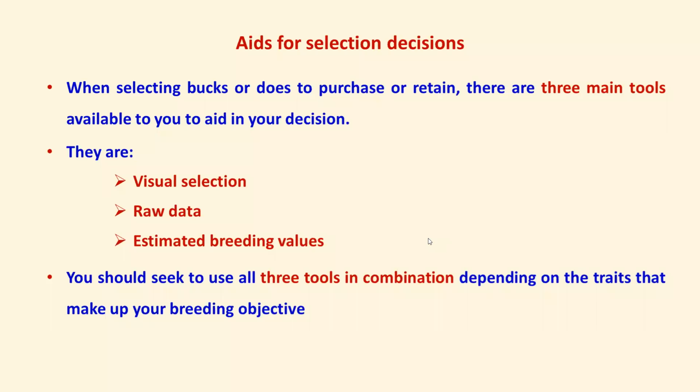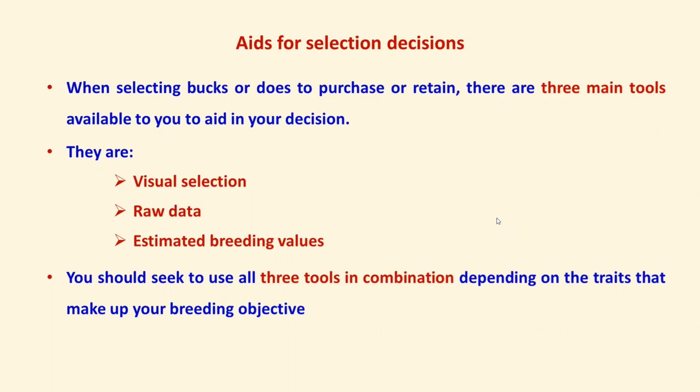Now, what are the selection tools that you are going to apply to get a successful selection to improve your herd? There are basically three major selection tools. The three main tools are, firstly, visual selection, then raw data, then estimated breeding value. You can combine all these three tools together to improve your herd.